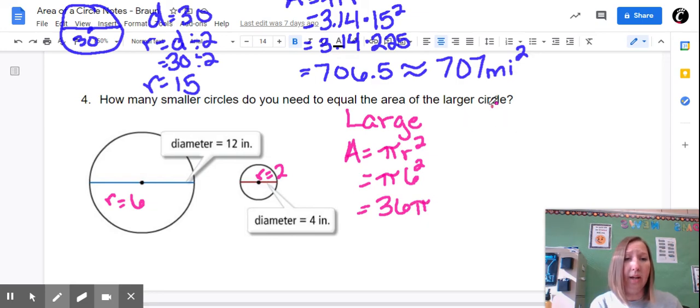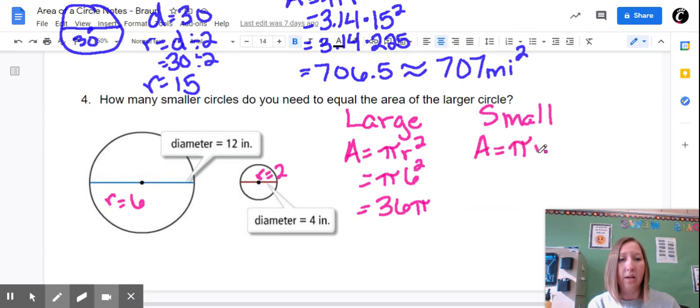So I'm going to also do the area of my small circle. And when I do that, I'm going to rewrite my formula again. Area equals pi times radius squared. And again, I'm going to plug in my radius. So I'm going to keep pi the same, just my symbol, and my radius is 2. So 2 to the second power, or 2 squared. So what I'm going to do, 2 times 2 is 4. This is going to give me 4 pi.